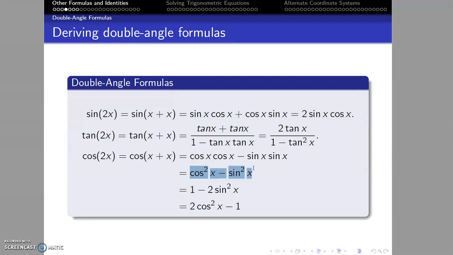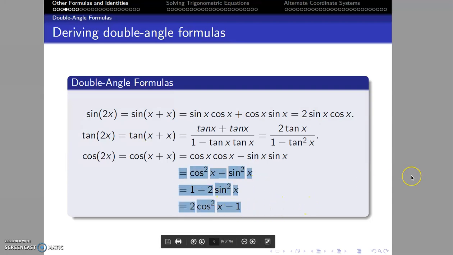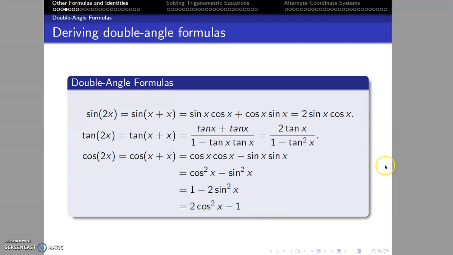And we've got the Pythagorean identities at our disposal, right? Sine squared plus cosine squared equals 1. So that means I could substitute 1 minus sine squared for cosine squared, getting me this form right here, 1 minus 2 sine squared x. Or I could do it the other way, substitute sine squared out, and end up with 2 cosine squared x minus 1. All three forms here are acceptable forms for cosine of 2x.